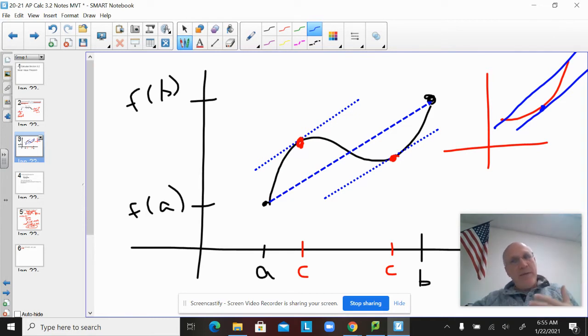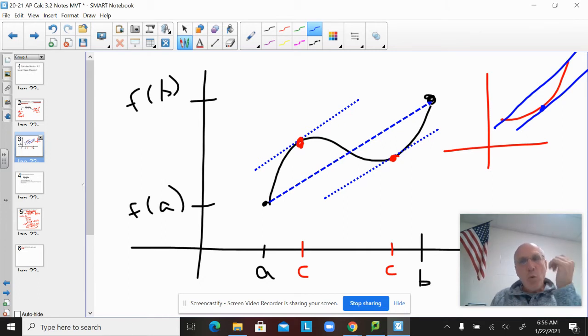So you've got to know the big picture. That's all the mean value theorem does. It guarantees that somewhere in the interval there's an x value, we're calling this x value c, such that the slope of the secant line, which connects the endpoints, is the same as the slope of the tangent line, which is f prime of c.